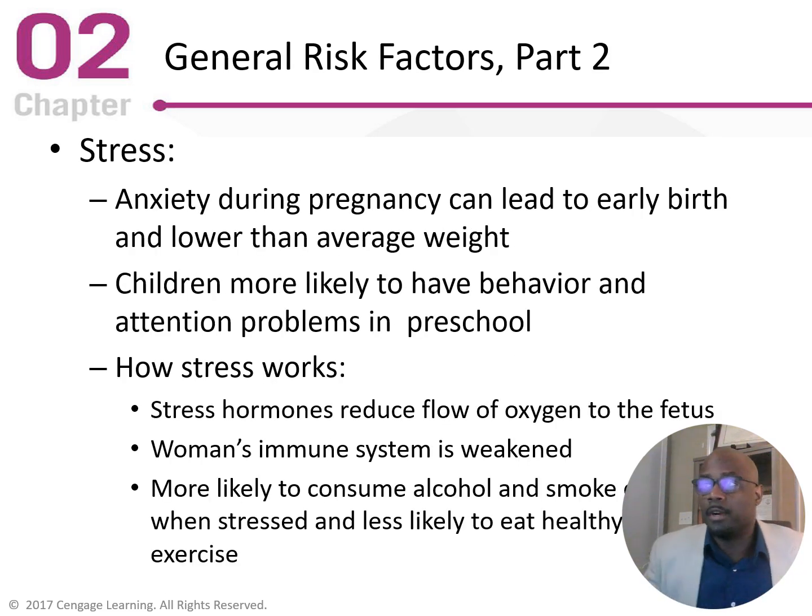Stress is really important. Anxiety during pregnancy can lead to early birth or lower than average weight. Children are more likely to have behavior or attention problems in preschool, right? So how stress works: stress hormones reduce flow of oxygen to the fetus. A woman's immune system is weakened, and she is more likely to consume alcohol or smoke when stressed, and less likely to eat healthy and exercise when you're stressed.